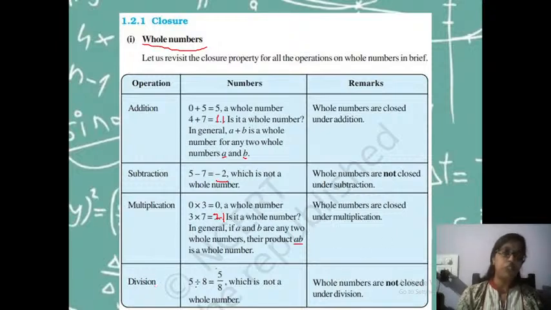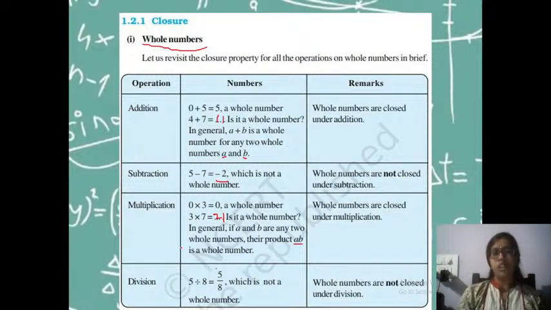So now coming to division, that is 5 divided by 8, that is 5 by 8. 5 by 8 is not a whole number. It is in fraction form, right? So whole numbers are not closed under division. So in a simple way to keep this in your mind for whole numbers, for the closure property, addition and multiplication will be closed. Understood?